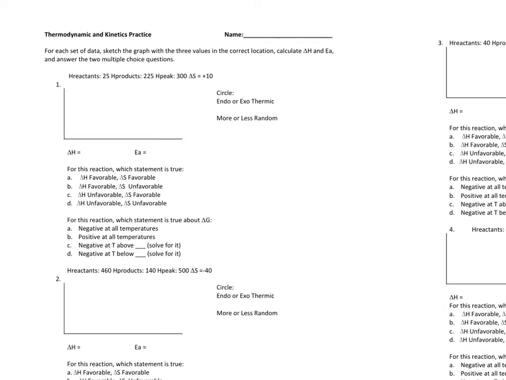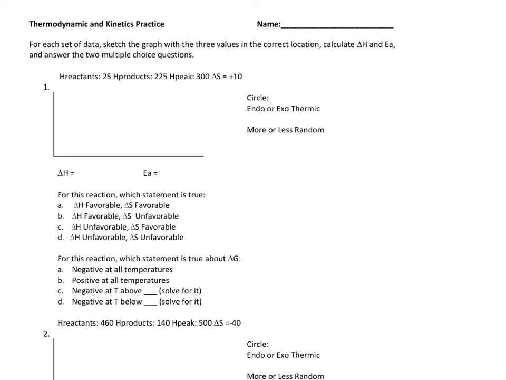Within each of these problems, what I give you is up here at the top. So all the numbers that you need comes from this. I give you the enthalpy of the reactants, the products, the peak, and a delta S value. So I tell you three things about enthalpy, and then I just give you the overall change in delta S.